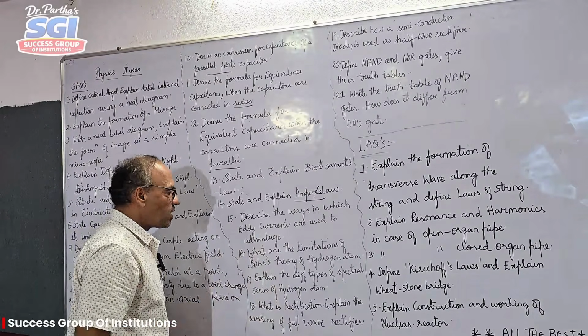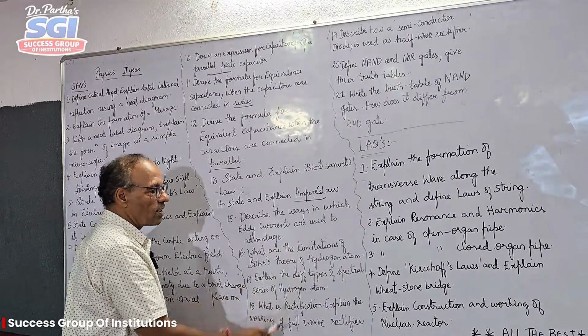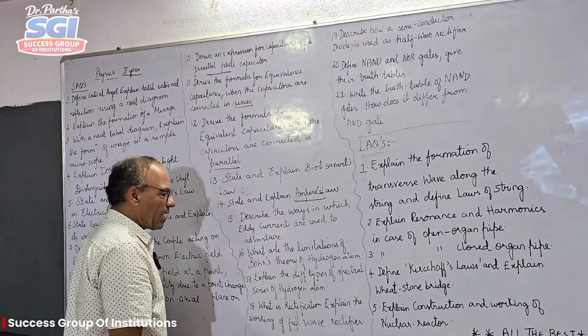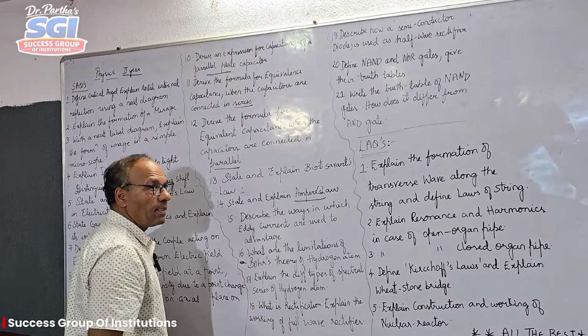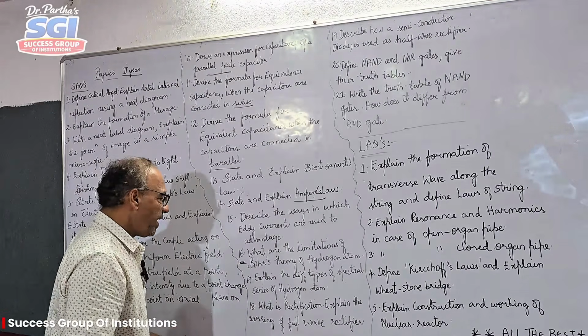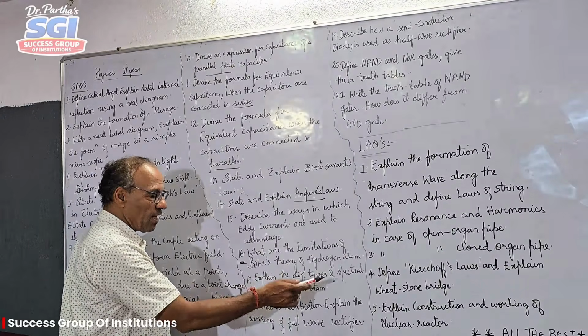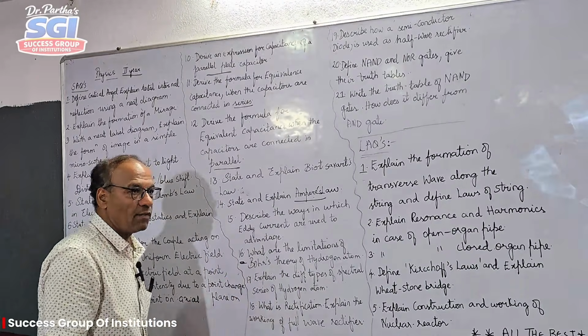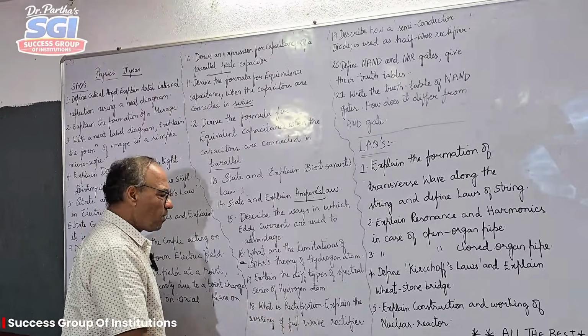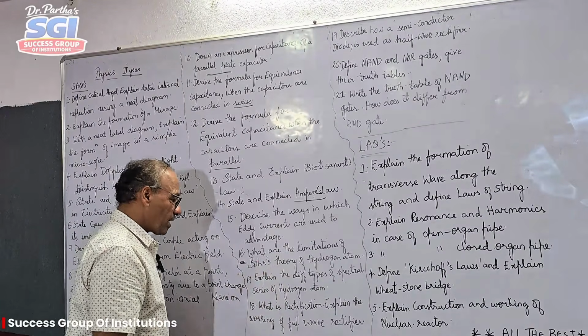Next, 16th question, what are the limitations of Bohr's theory of the hydrogen atom? This question you already studied in atomic structure in 11th class, so it will be very easy for you. Next, explain the different types of spectral series of the hydrogen atom. This one is also a first year question from the chemistry atomic structure. So it is the same question, nothing you have to work hard on here.